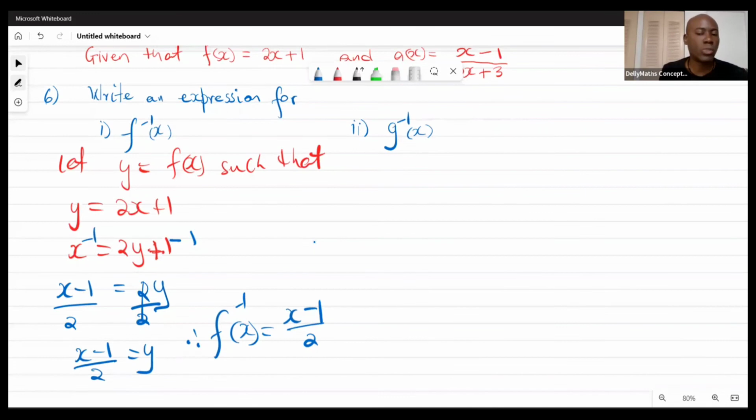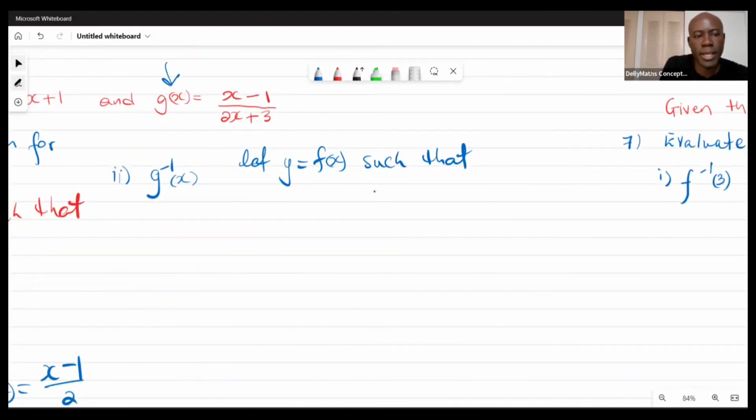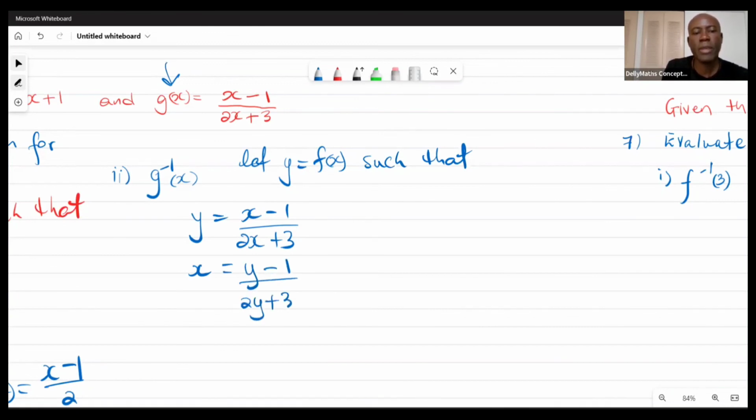So we simply take a two-step process. We switch x and y, transpose for the new y. Let's go for the g function. We can now write y here. So we're going to say let y equal to (x minus 1) over (2x plus 3). Let us switch x and y. So x is now equal to (y minus 1) over (2y plus 3).